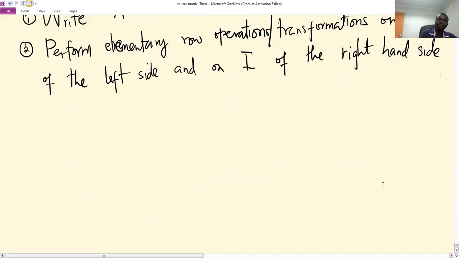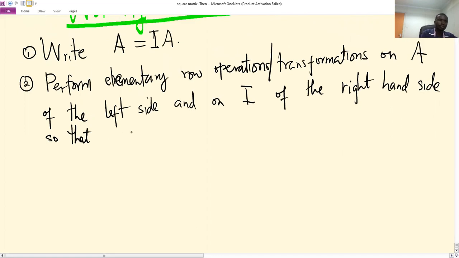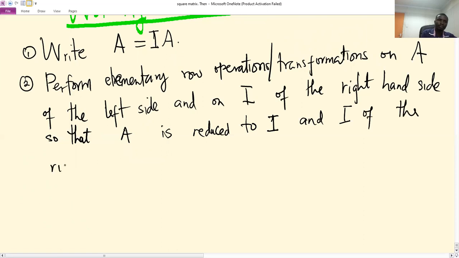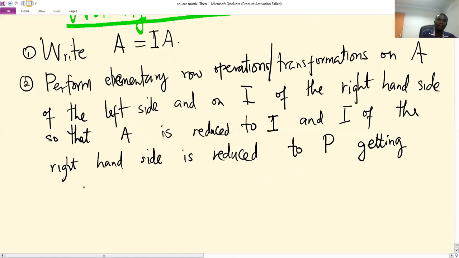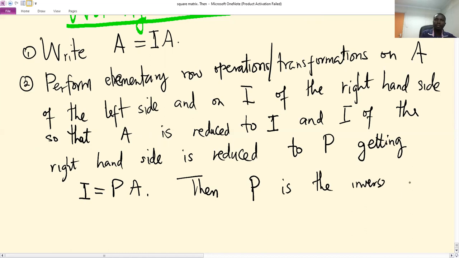so that A is reduced to I, and I is reduced to P, getting I equals P times A. Then P is the inverse of the matrix A.